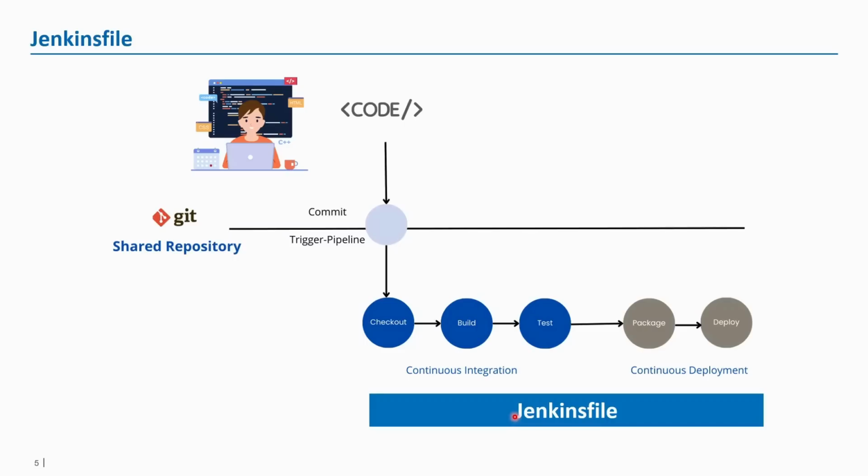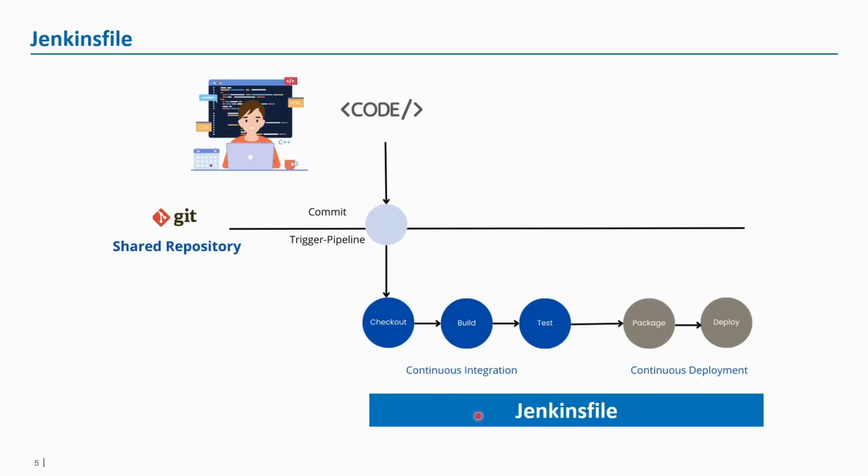In case of Jenkins pipeline, all these operations are managed by a single file called Jenkinsfile. This file typically resides in the source code management system alongside the project code, or it can be directly defined within the pipeline itself.